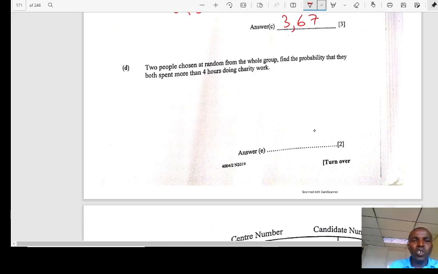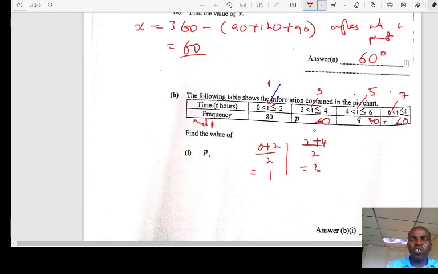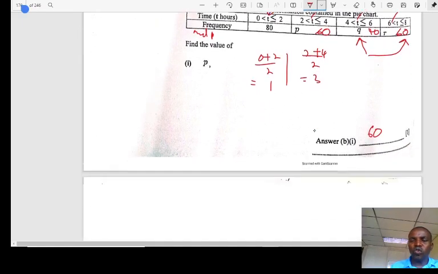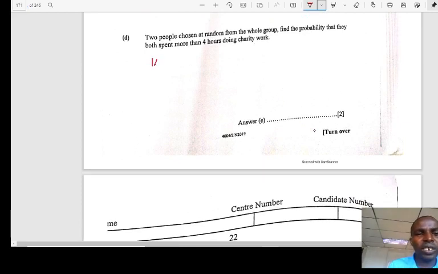Then next, two people chosen at random from the whole group. Find the probability that they both spend more than 4 hours doing charity work. So look for those who spend more than 4 hours. More than 4 hours is this one and this one. So it's 40 plus 60, which is 100, over 240. That's the first one.